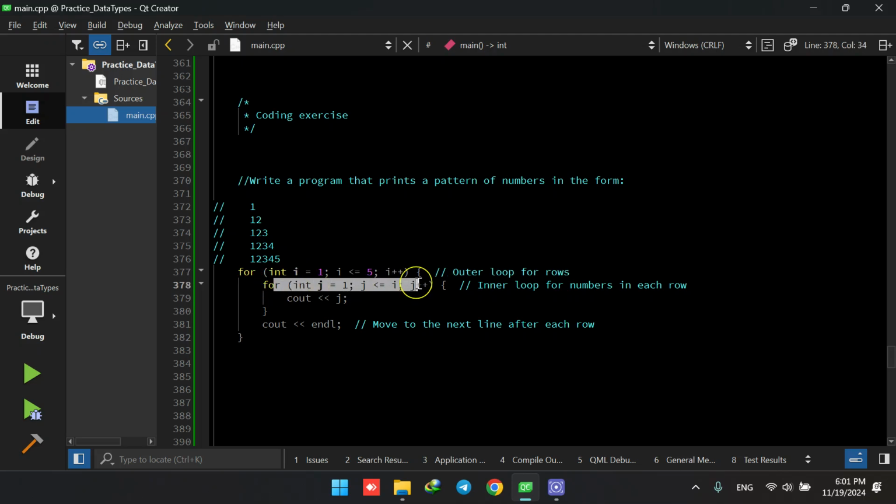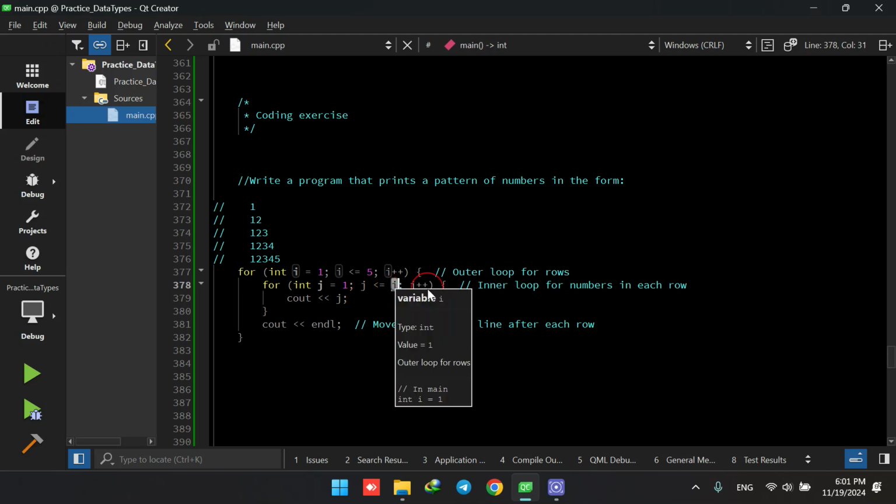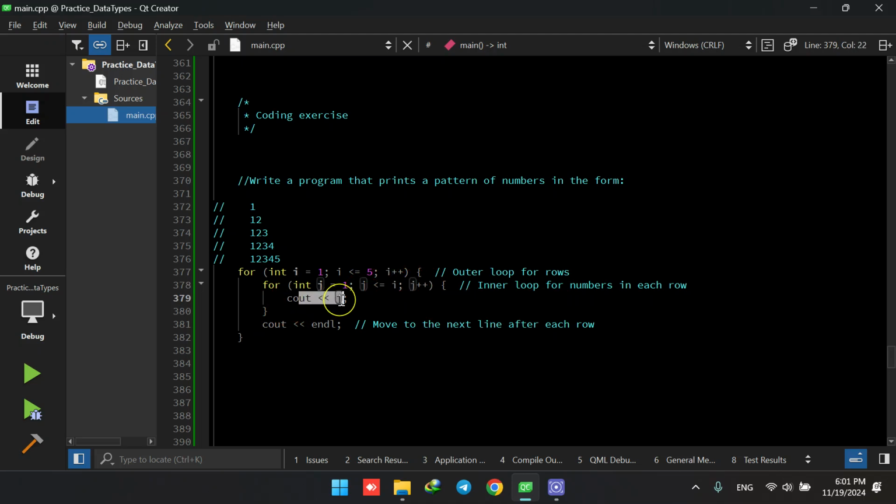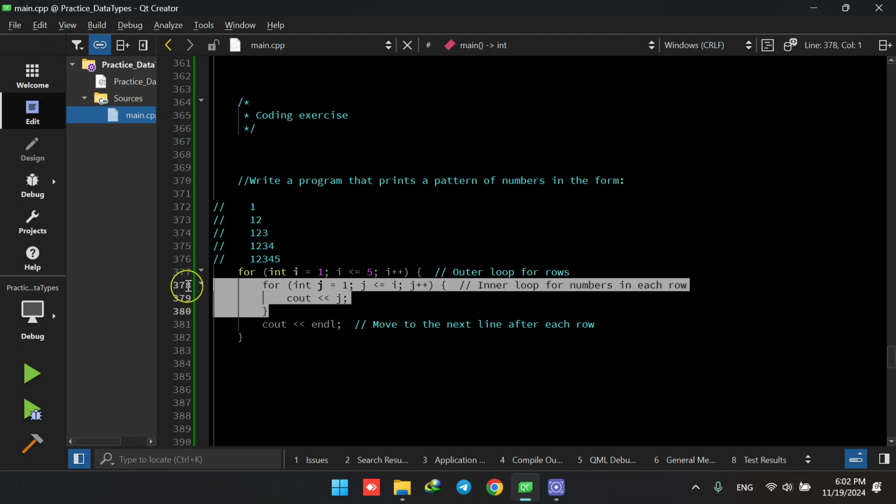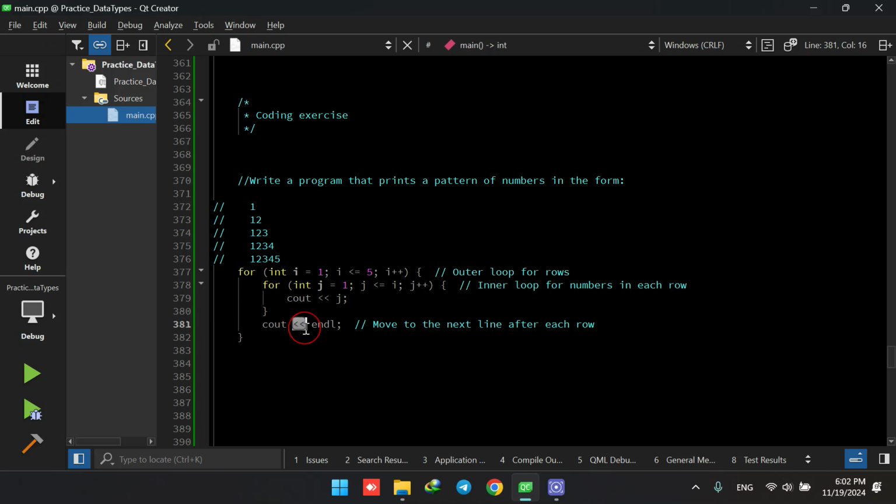Here we also have for int j equals 1. However, the upper bound of j is I. So j must be lower than or equal to I, and then we increment its value one step at a time. And then we print the value j. When the inner loop is finished, we go to the next line, and then we go to the outer loop again.